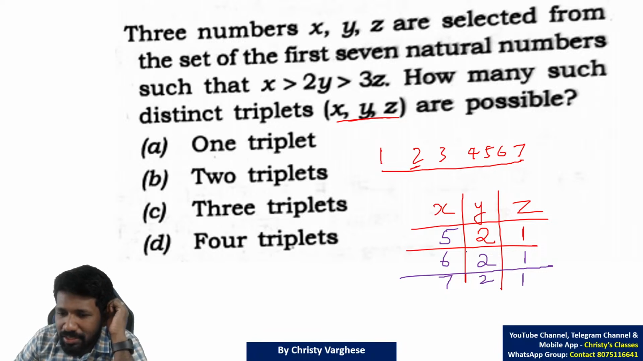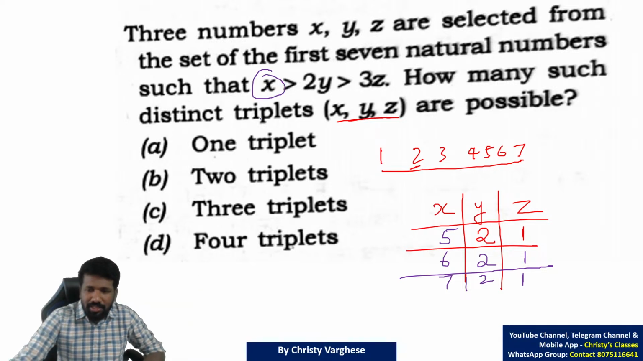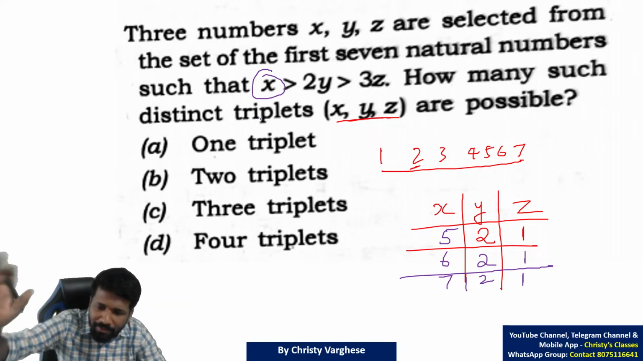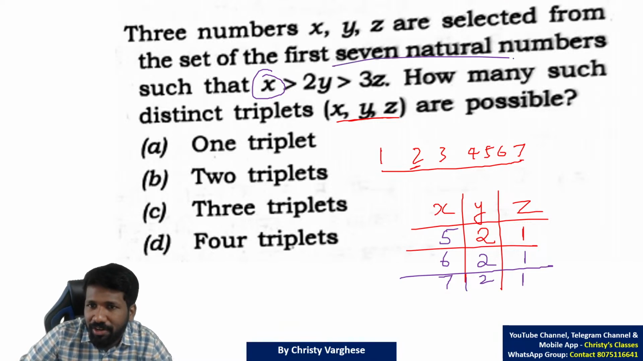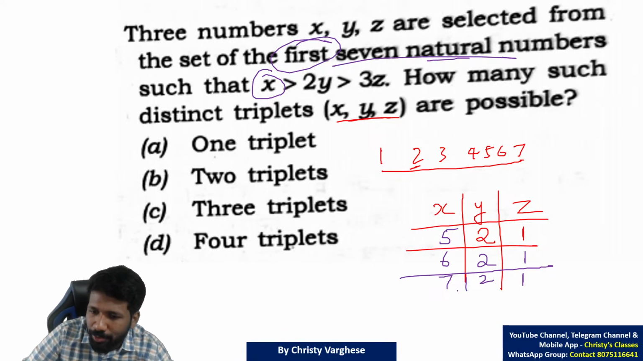That means these 3 possibilities definitely are there. Because x is the largest, there is no other number greater than x mentioned. Above 5 anything is possible, but the question says first 7 natural numbers only. That is why above 7 you cannot go. Is it enough, or is it the answer? 3 triplets is the answer?